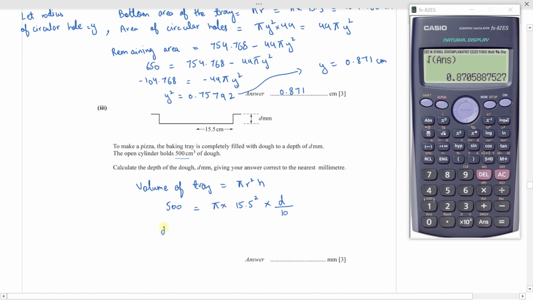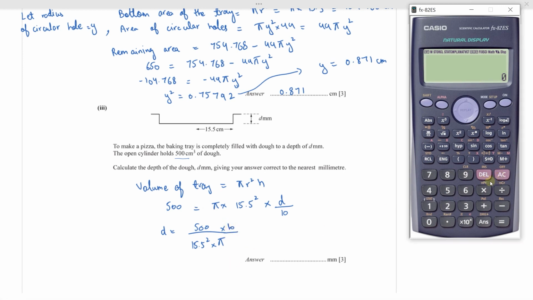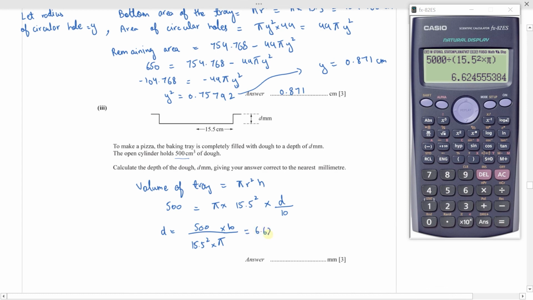So if I make d the subject of this equation, these two will go into the denominator on the other side. So this will be 500 over 15.5 square into pi. And then this 10 will go into the numerator. So let's calculate this. 500 into 10 will be 5000 divided by 15.5 square into pi. So your value is 6.62 millimeters. So this d is in millimeters.